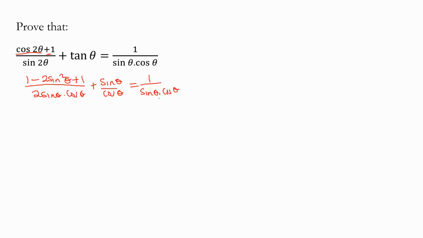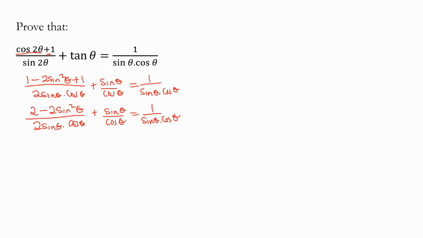Okay, right. And then what is 1 plus 1? It's going to be 2. So this is 2 minus 2 sine squared theta over 2 sine theta cos theta plus sine theta over cos theta is equal to 1 over sine theta cos theta. See that? Okay, what do you think we must do now?